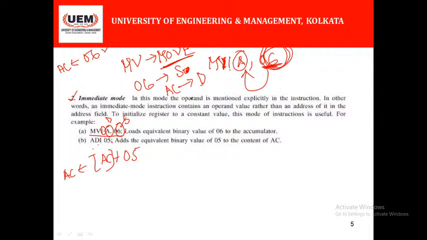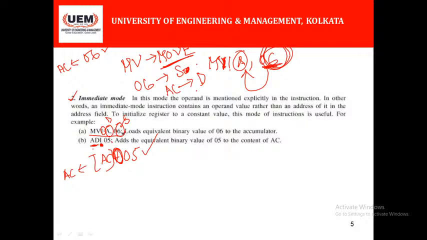So 05, the data which is to be added with the accumulator, is immediately specified. That's why it is immediate addressing mode. I means immediate, AD means add. So we are performing the summation or addition operation here. In this mode, the operand is mentioned explicitly in the instruction.